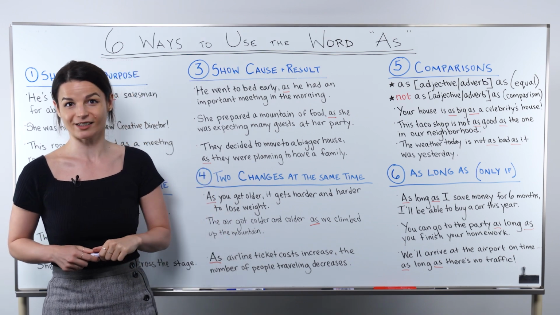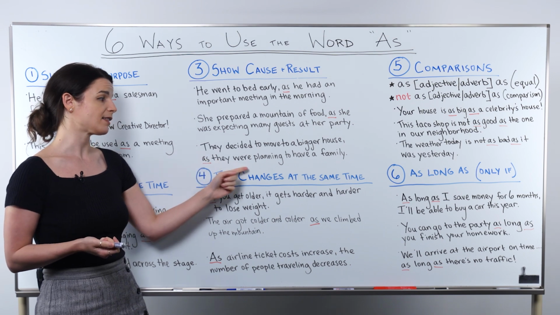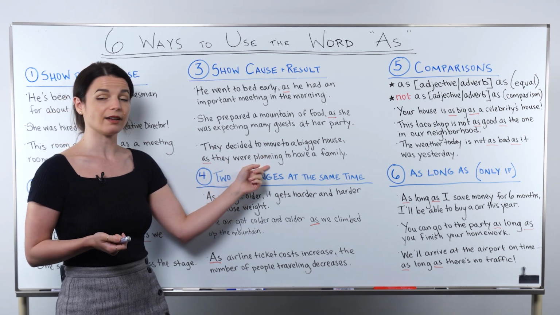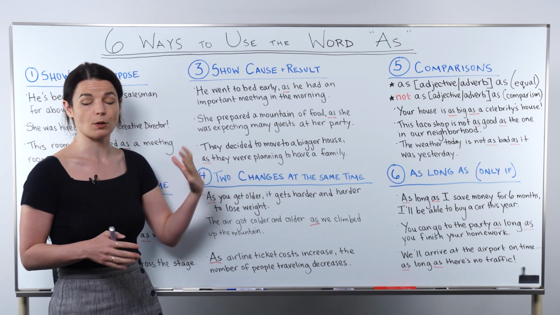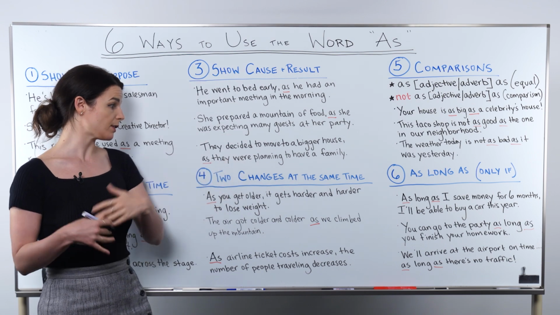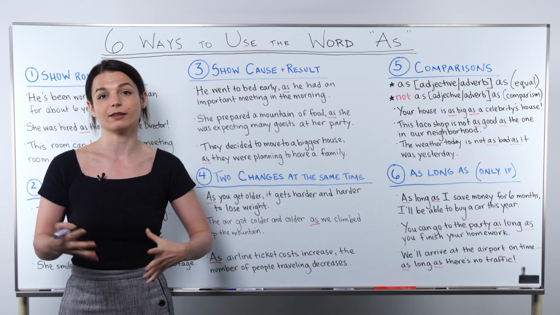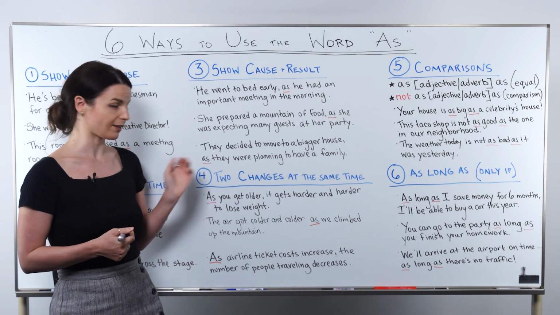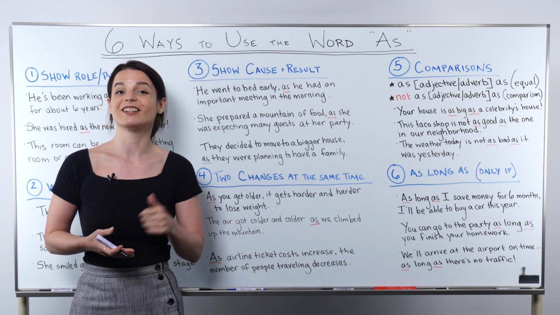Okay, let's look at the last example for this group. They decided to move to a bigger house as they were planning to have a family. So again, we have this result and the cause. Again, we have this because-type meaning here. They decided to move to a bigger house because they were planning to have a family. Although we use because a lot more in today's English, sometimes people still choose to use this as to connect their ideas that express the cause and the result of something. So it's good to know this one.